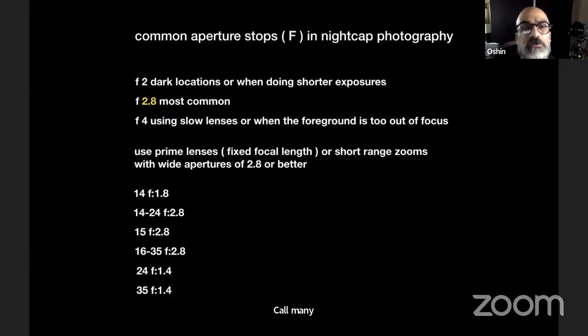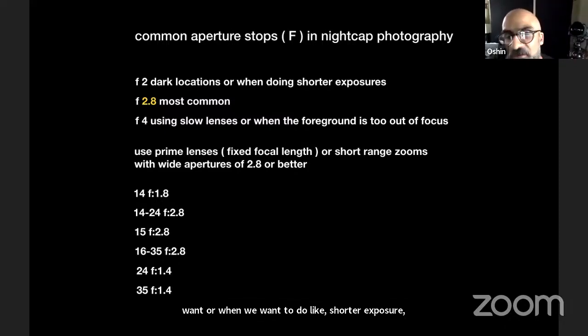So here I want to talk a little bit more about f-stops for night photography. If we have a lens with an opening of f2, it is best used for very, very dark locations and when we want shorter exposure times. So we set the aperture on f2 on the lens. f2.8 is the most commonly used in any type of astrophotography. And f4 is used when you only have the option of using a slow lens or when the foreground is too out of focus.